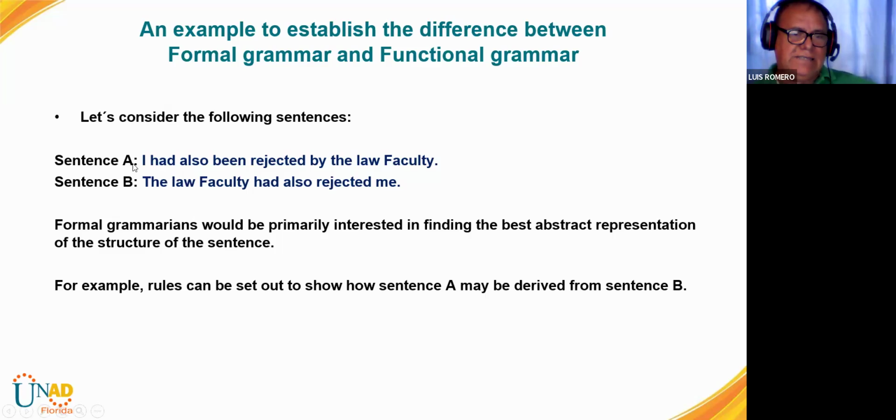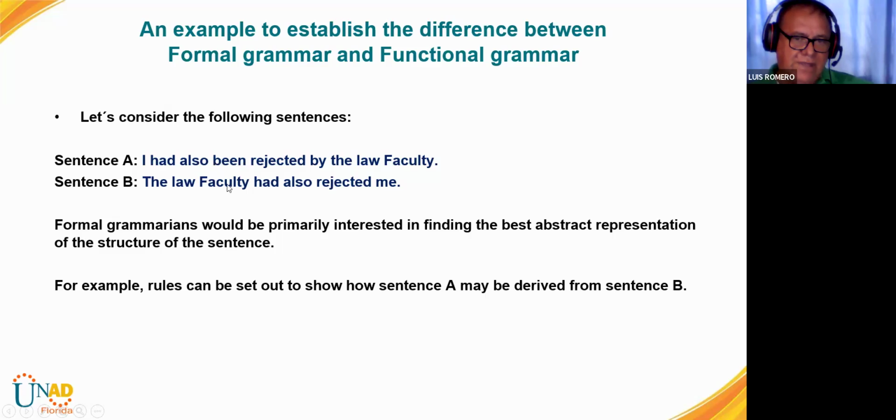Sentence A says, I had also been rejected by the law faculty. And the other one says, the law faculty had also rejected me. From sentence B, we can obtain sentence A. Sentence A is written in a passive voice form.